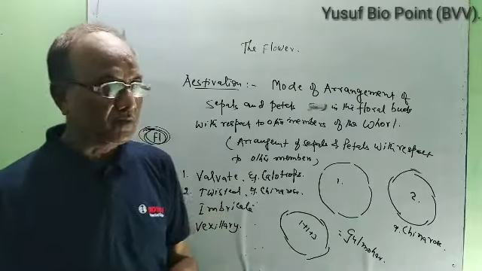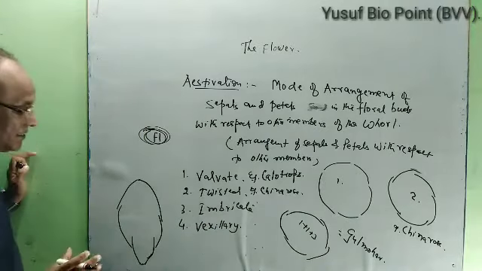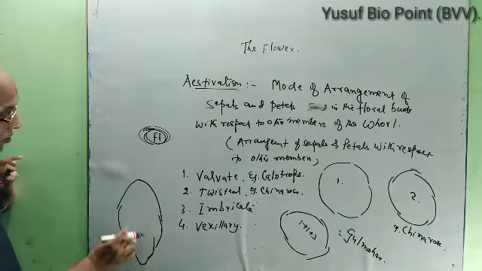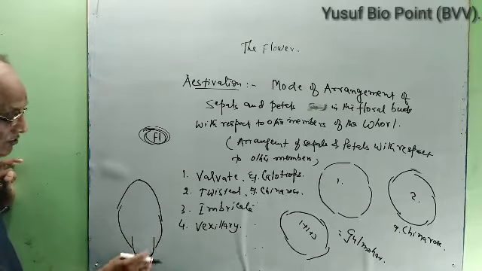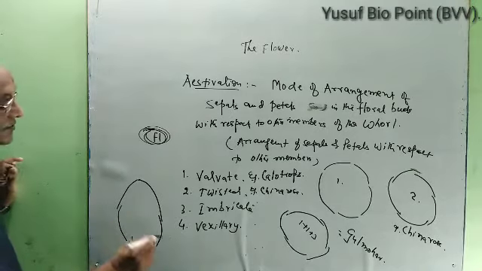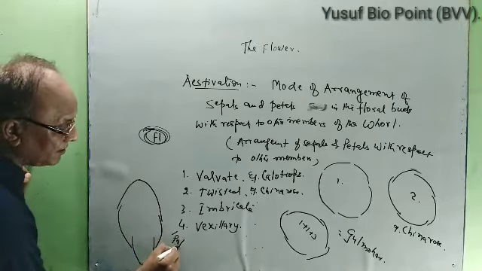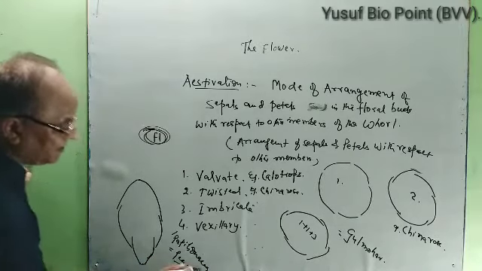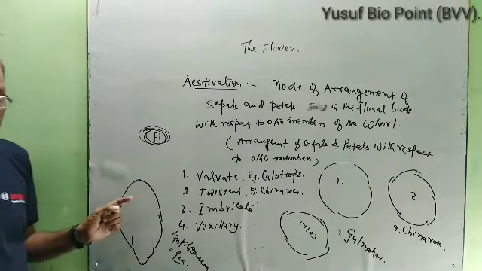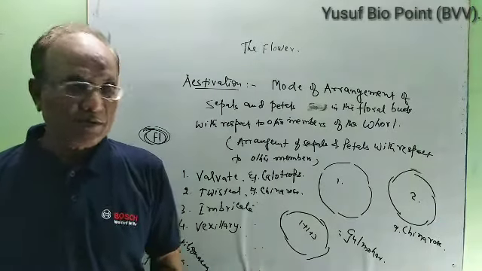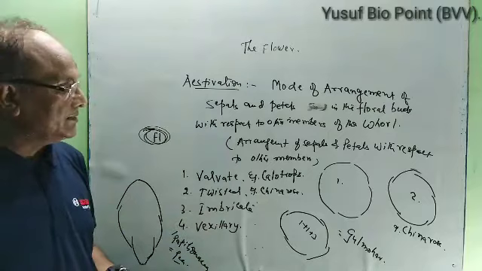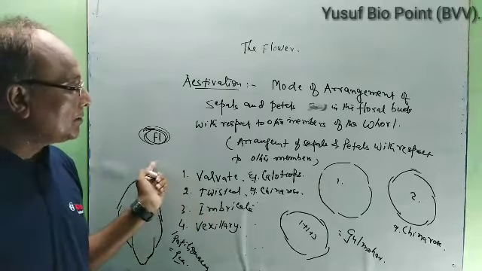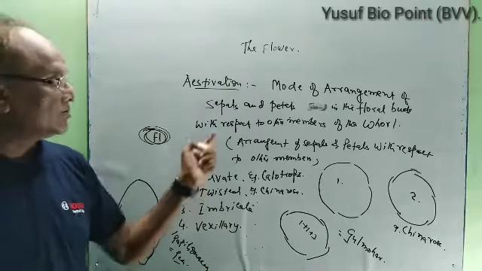Imbricate. Examples: Gulmohar. Now the vexillary. Here you see this is also a unique type. Here one covers the full and two are in overlapping positions, and these two are in the lower sides. It is found in the family Papilionaceae, for example pea. Such a type of arrangement is found in the sepals and petals, and that arrangement is called aestivation.